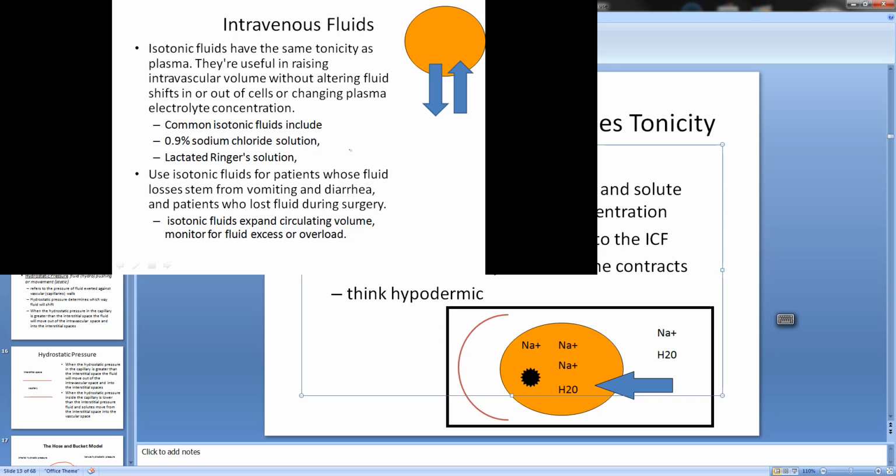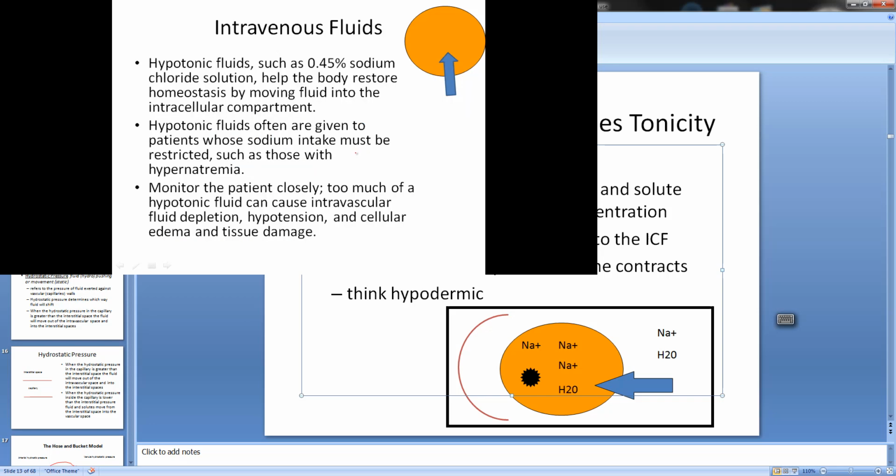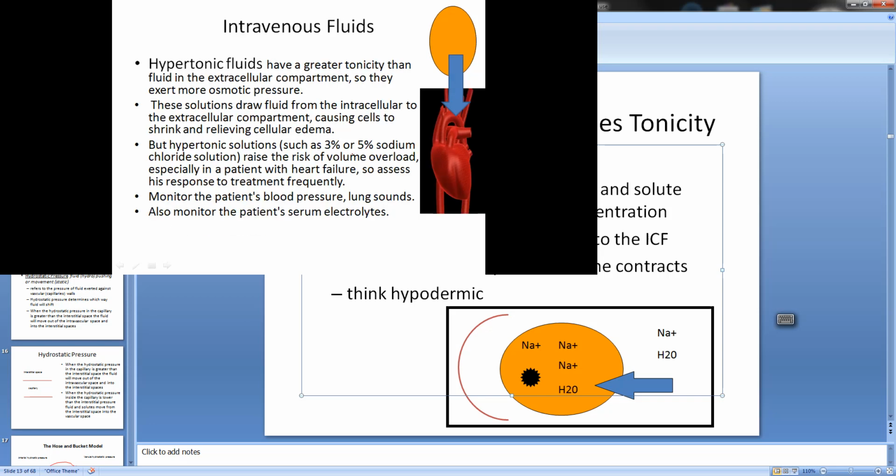So I've listed here for you the IV fluids, the common fluids, whether they're hypertonic, hypotonic, and isotonic. I wouldn't expect you to know which they are, but do follow through with this exercise so you can begin to understand why we have different concentrations of sodium. And I think this is very self-explanatory.